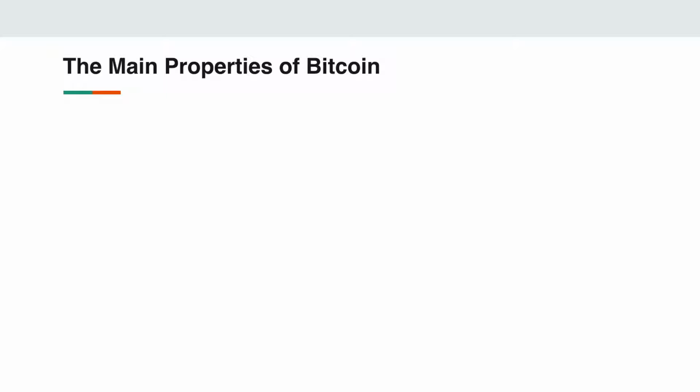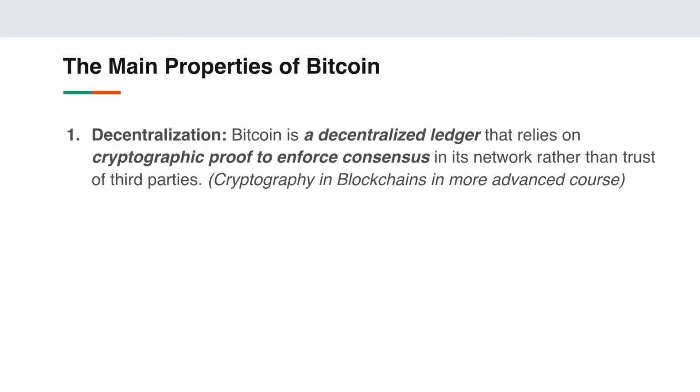To get a better understanding of Bitcoin and its protocol, we have to explore its main properties. Bitcoin has 3 main properties. 1. Decentralization. Bitcoin uses blockchain and is therefore a decentralized ledger that relies on cryptographic proof to enforce consensus and trust in its network. Do not worry about cryptography and blockchain consensus, as that is something to be explored in more advanced courses. However, what you need to understand is that Bitcoin eliminates the need for a third party in a monetary transaction.